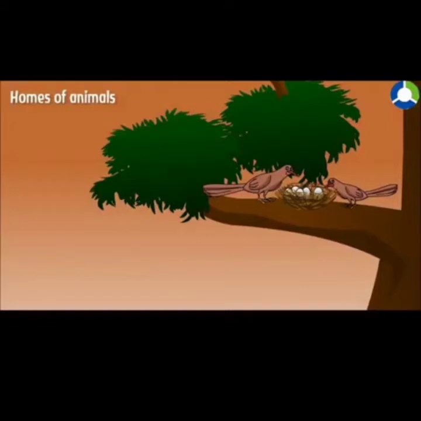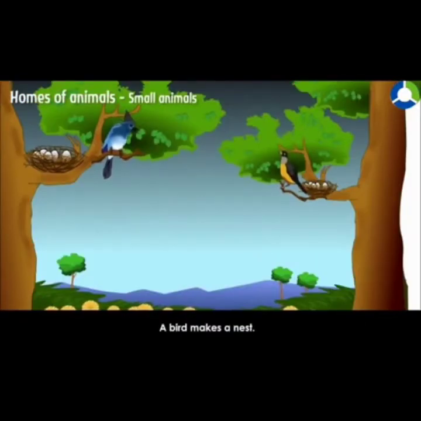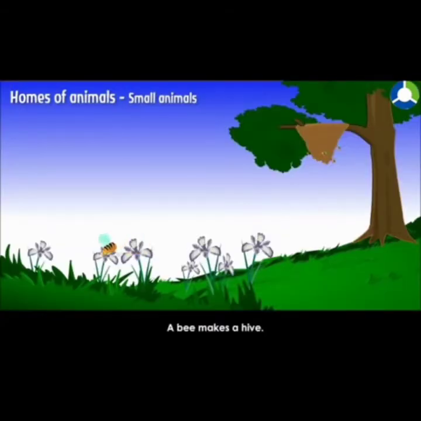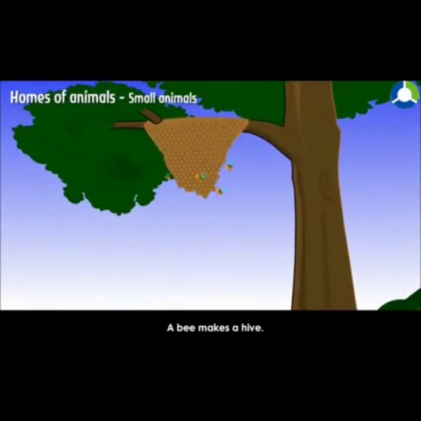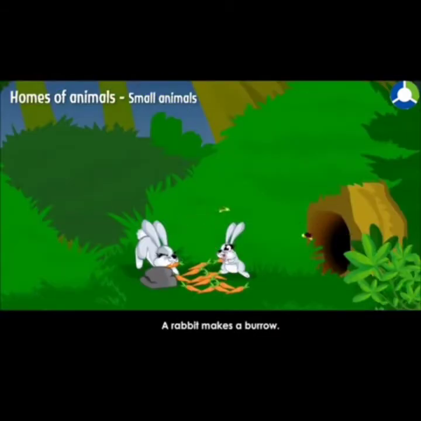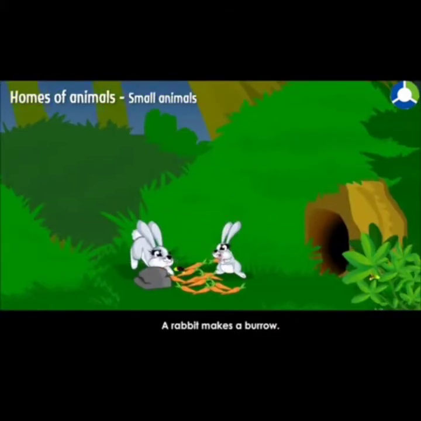Homes of animals. Animals need homes to protect themselves from heat, cold, rain and enemies. Different animals make different kinds of homes. Small animals. A bird makes a nest. A bee makes a hive. A rabbit makes a burrow.